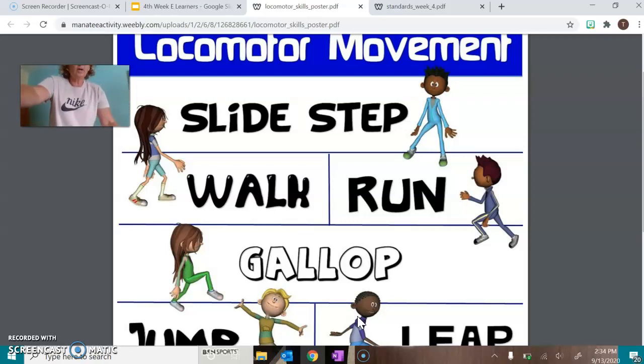So the first one is a slide. When we are sliding, we are going to face sideways and our feet are going to be together. I'm going to start over here a little bit. And you're going to take a step and then feet come together. Step, feet come together. You could go the opposite way. Step, feet come together. So I could be facing this direction or I could be facing this direction. So if I was sliding, it would look like this.